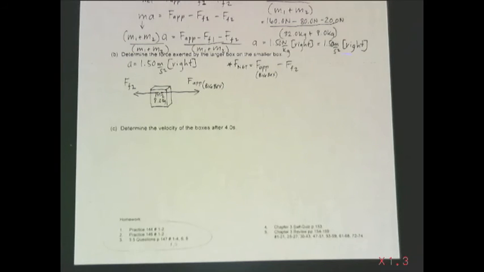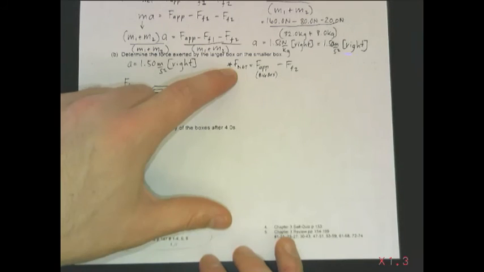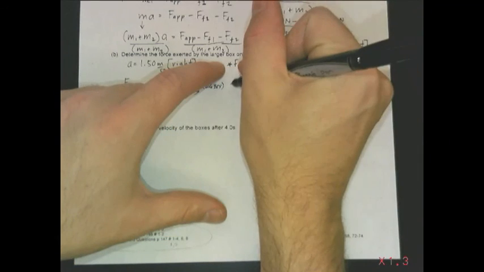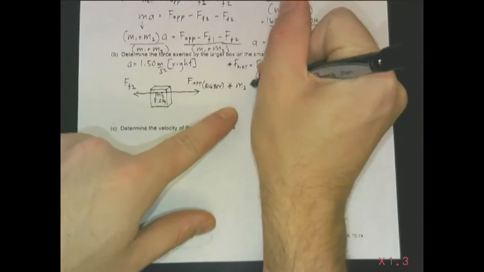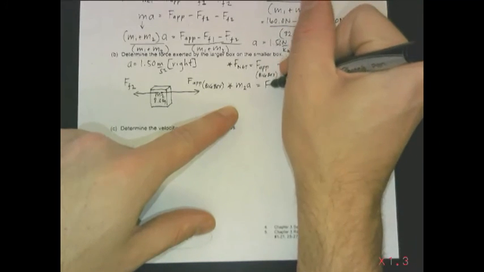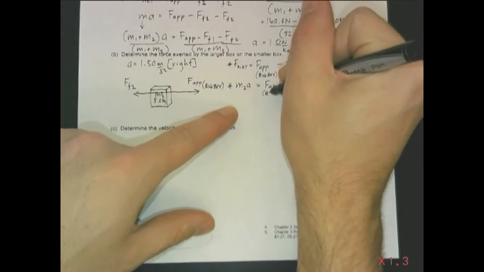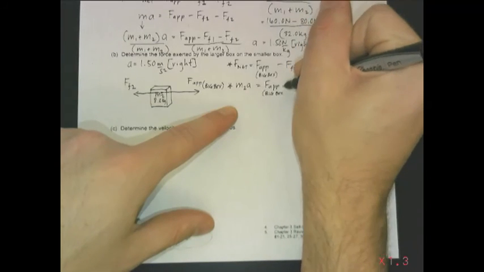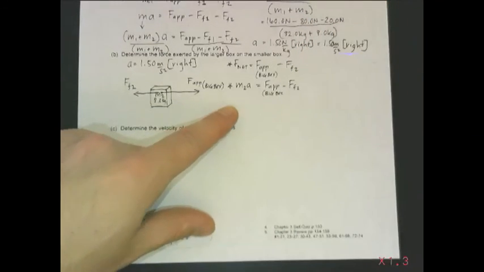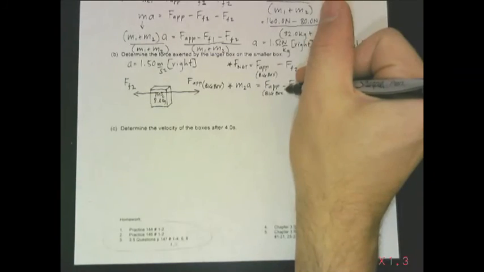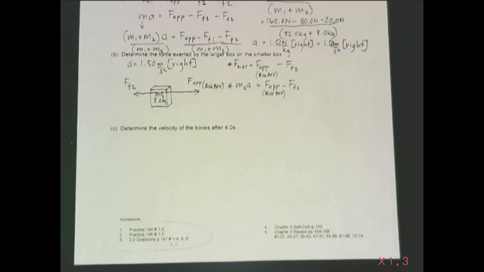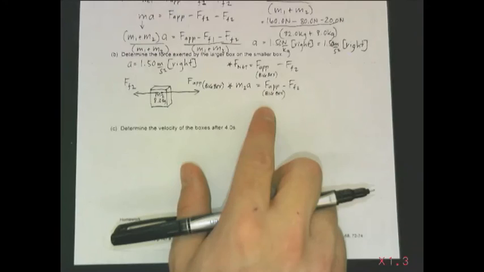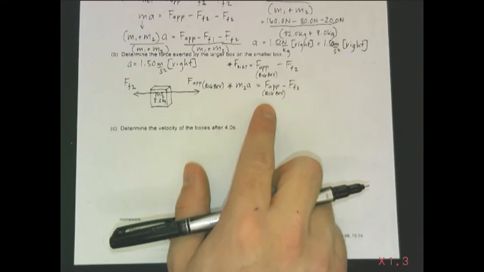The second step that you need to follow is to replace the expression F net with the equation for F net. So we're going to say M2A is equal to force applied by big box minus force of friction 2. So the question is asking us to find the force applied by the big box. So we have to get it by itself.